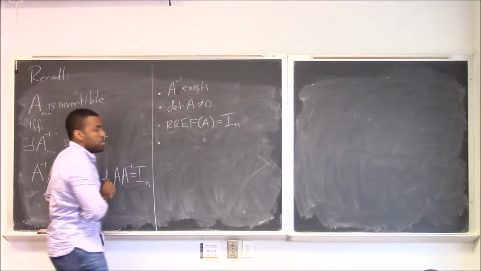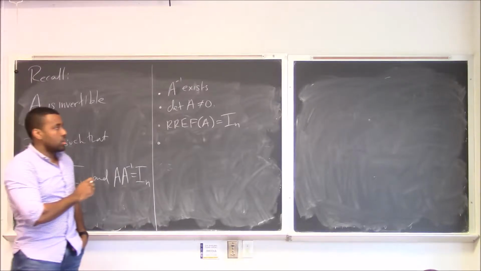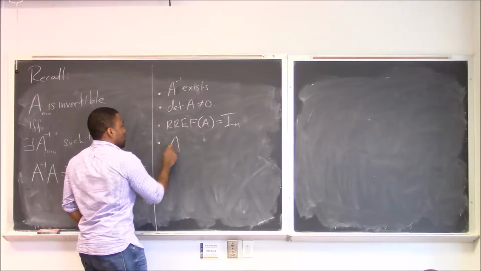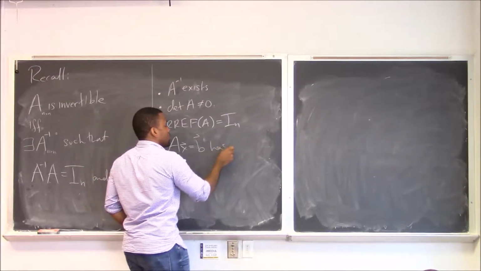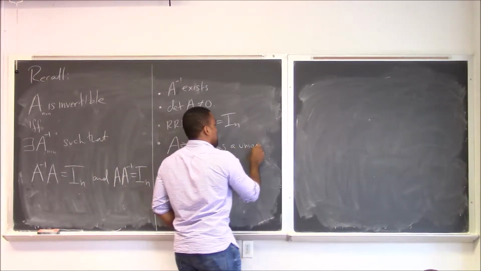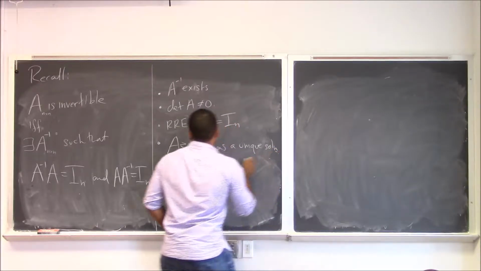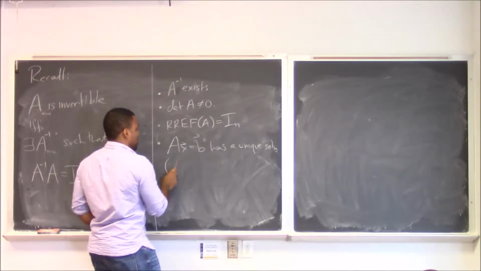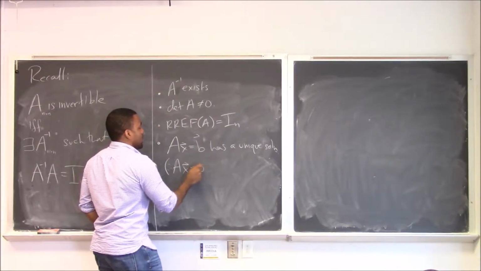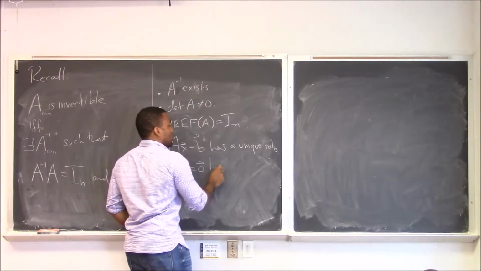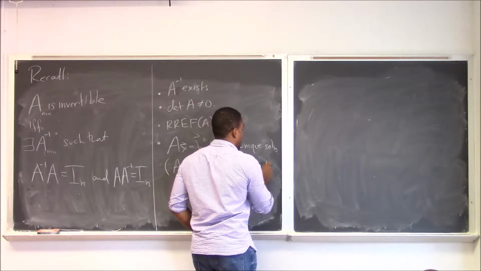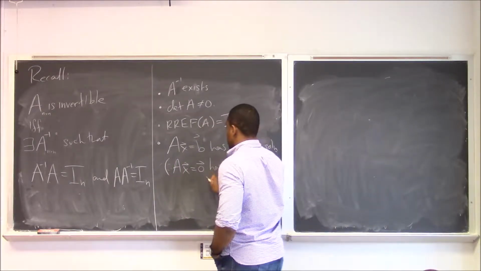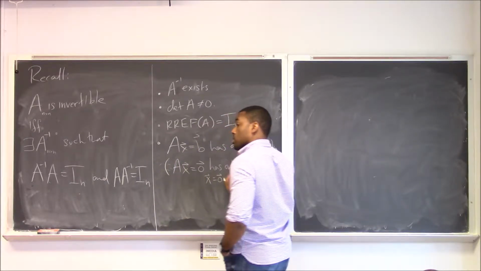What else do we know about a matrix if its inverse exists? There's a unique solution for each row. Right, so if I look at the system AX equals B, it has a unique solution. By the way, this also means, we spoke about homogeneous equations before, AX equals 0 has only the trivial solution. That is, X must be 0 in that case.